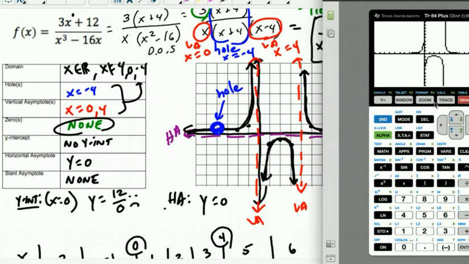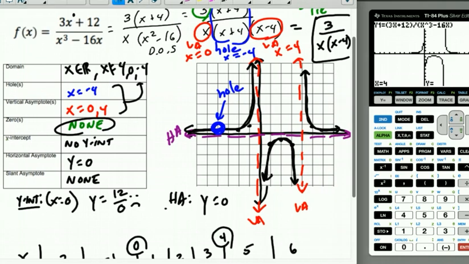If you want to check that your holes and asymptotes are right, you can hit trace and try -4 and see if there's a hole. And sure enough, there is, because you can see there's no y value there. You can hit trace and see what happens if you hit 0, and sure enough, there's a vertical asymptote, no y value. And you can hit trace and try your other asymptote at 4, and sure enough, there's no y value. So you can see that our graph pans out just fine. All right, cool. We're going to do one last problem, and that'll be it for this video.